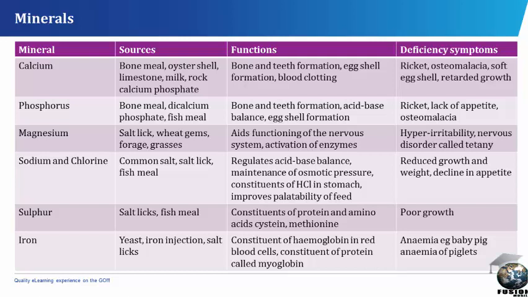Iron. Sources of iron: yeast, iron injection, salt licks. Functions: constituent of hemoglobin in red blood cells, constituent of the protein called myoglobin. Deficiency symptoms: anemia, for example baby pig anemia of piglets.